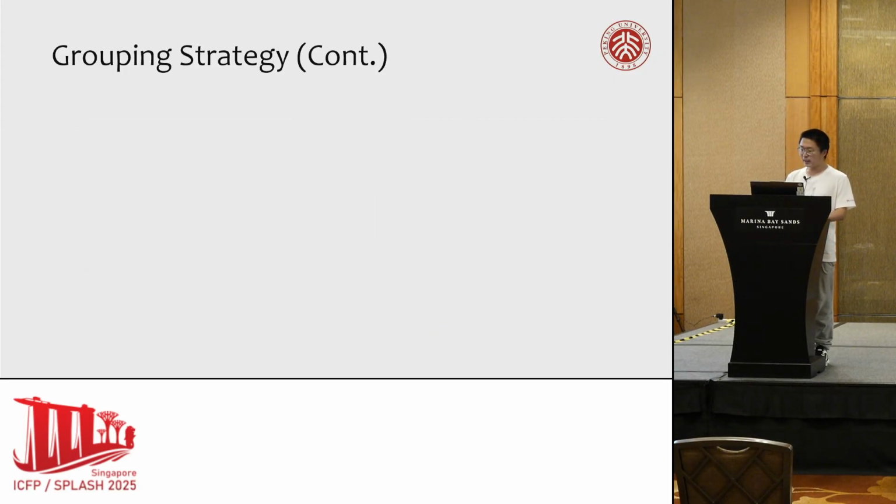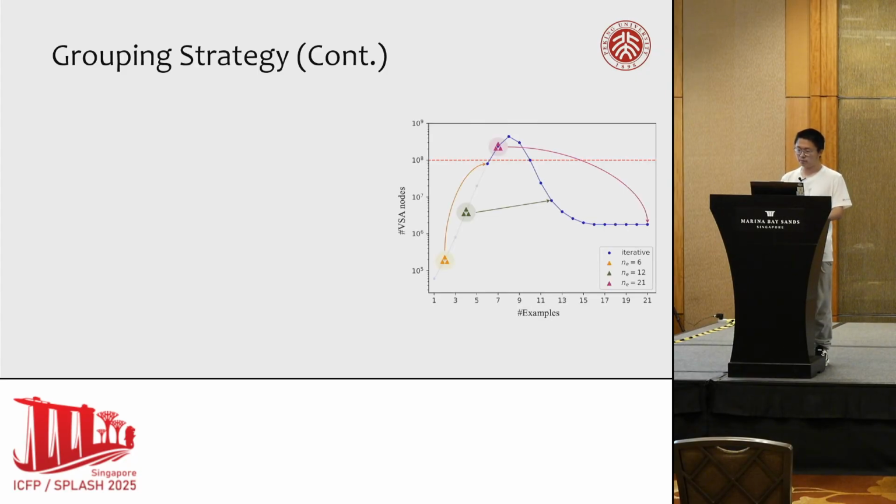However, grouping leads to a new problem. If there are too many examples in a single group, the intermediate VSA will reach the peak. Boom! One approach is to use partial examples for grouping, then add the remaining examples iteratively. However, too few examples will lead to the failure of tunneling through the hill.